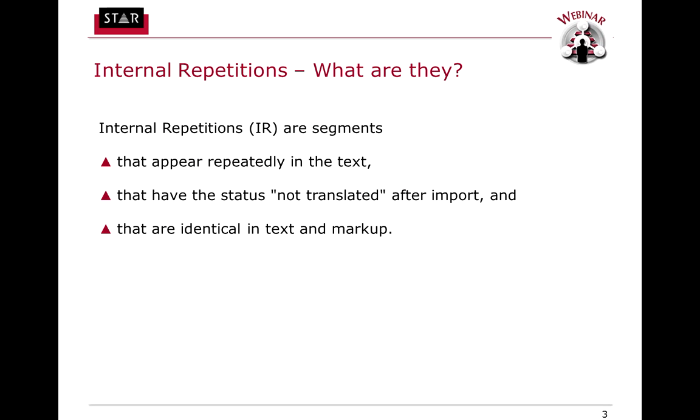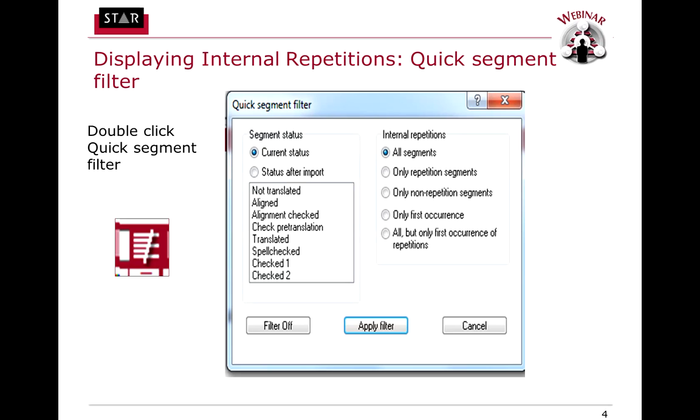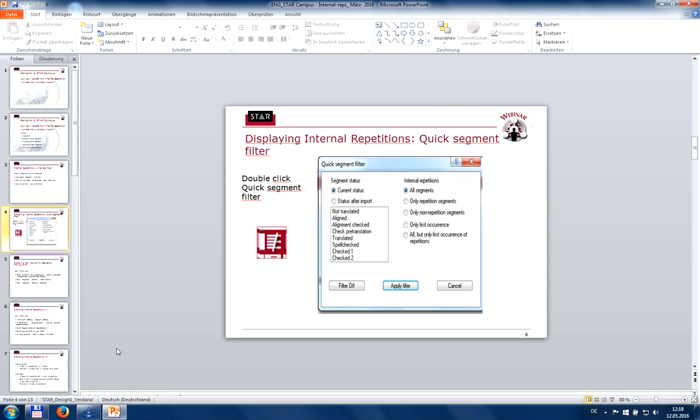Now, let's start. Internal repetitions, what are they? They are segments that appear repeatedly in the text, that have the status not translated after import, and that are identical in text and markup. How are they displayed? First of all, we can use the quick segment filter, the symbol of which is this button here, which I'm going to show you in Transit now.